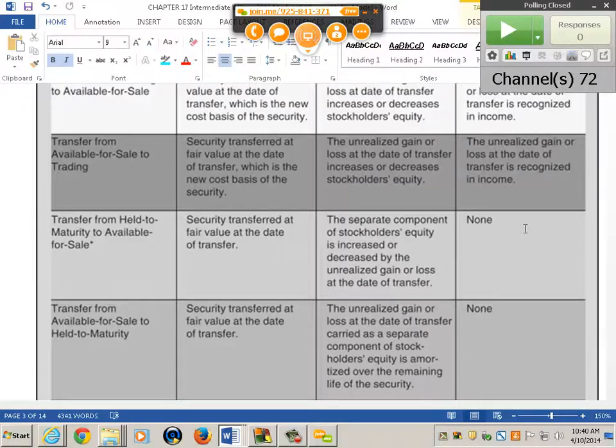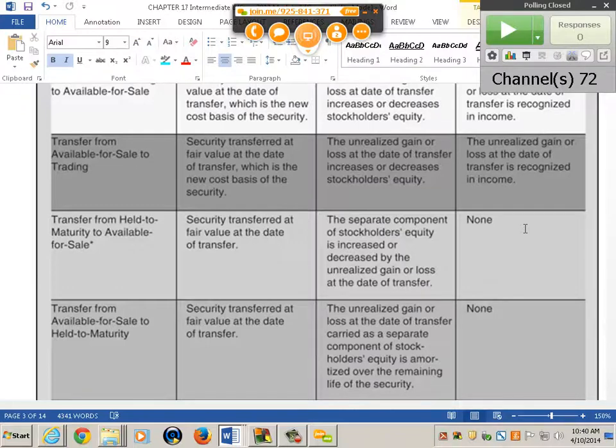So let's just take an example. You've got a debt instrument that's in the available for sale portfolio. You're going to move it to held to maturity. You can only move debt. You can't put anything else but debt into held to maturity. So you've got a debt investment. It's available for sale, and it's being moved to held to maturity.